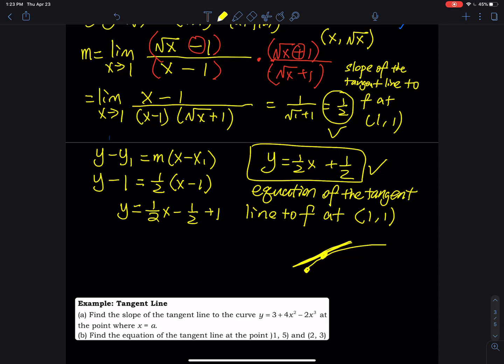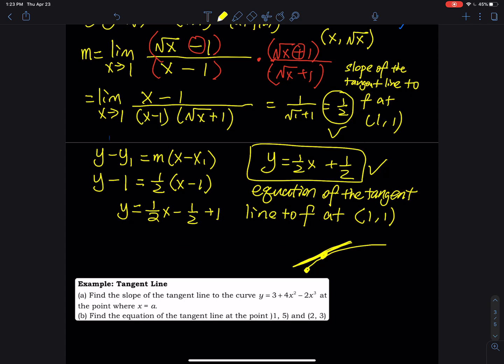Let's take a look at another problem. So the next problem I have right here is find the slope of the tangent line to the curve at x equals a. Okay, so in part A, they didn't give you what x equals. They didn't give you a point this time. The previous problem, they gave you a point at 1 comma 1. This time, they didn't give you anything. So when the value is not given, how do you do it?